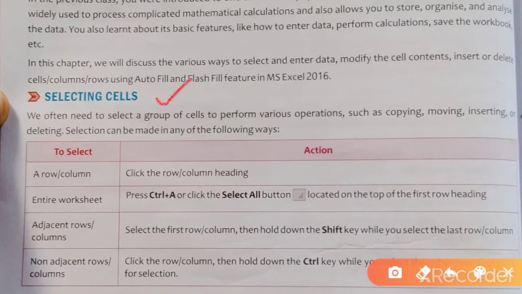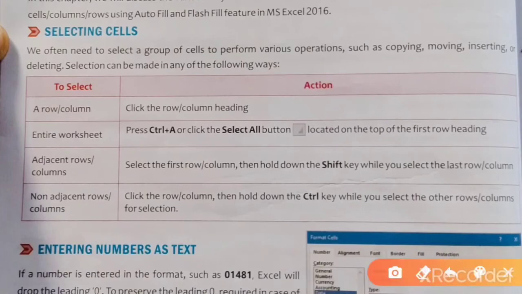So the first topic is selecting cells. So please see your book. We often need to select group of cells to perform various operations such as copying, moving, inserting, deleting, etc. So if you want to select various cells, there are many ways of selection of a particular cell or a number of cells. What are the ways? Let us discuss. First is to select a row or column. If you want to select a row or column, you will just click on the row or column heading, right? Just click on the row or column heading and your row and column will be selected.